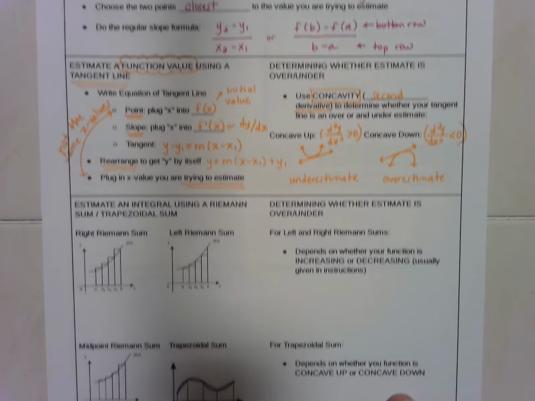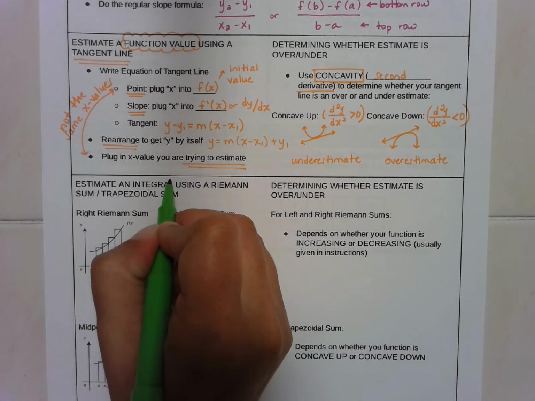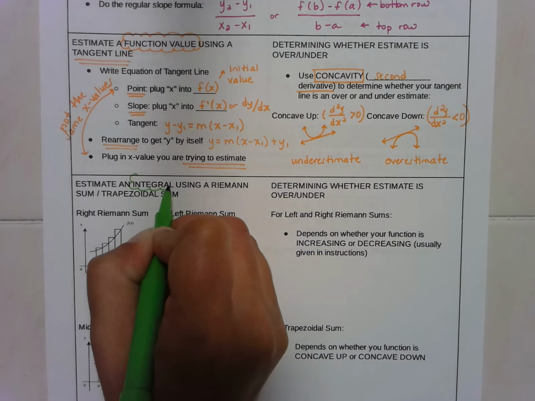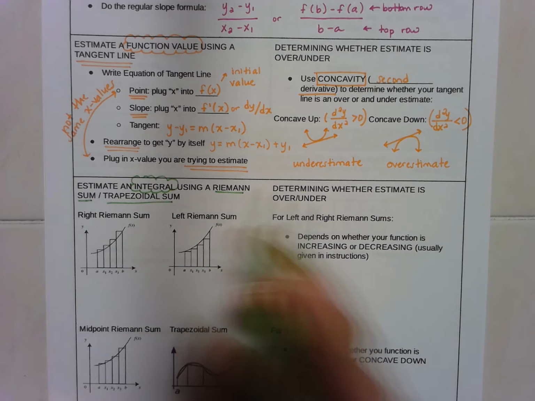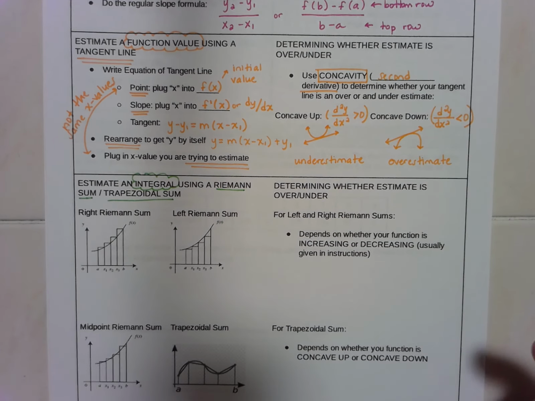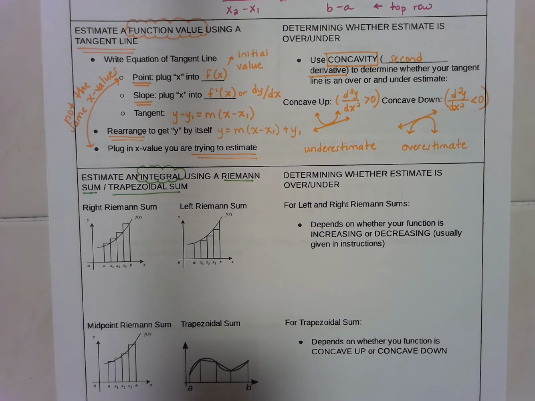The third thing we are often asked to estimate in calculus is the value of an integral using a Riemann sum. So here we're estimating an integral using a Riemann sum or a trapezoidal sum. Now, there are three types of Riemann sums. There's a right Riemann sum, left, and midpoint. And the difference between these three things is which endpoint of the individual intervals you use in order to determine the height of your rectangle.